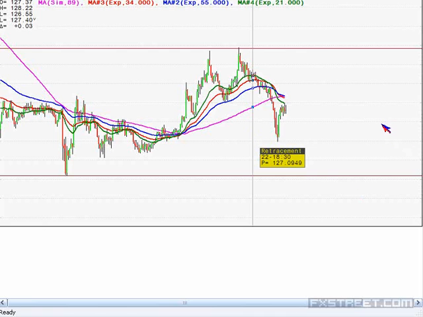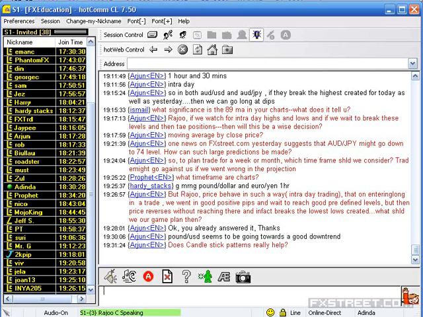So the next question is, price behaves in such a way that we went in with good positive pips and waited to reach a good predefined target, but price reversed without reaching there, and in fact breaks the low. What should the game plan then be?